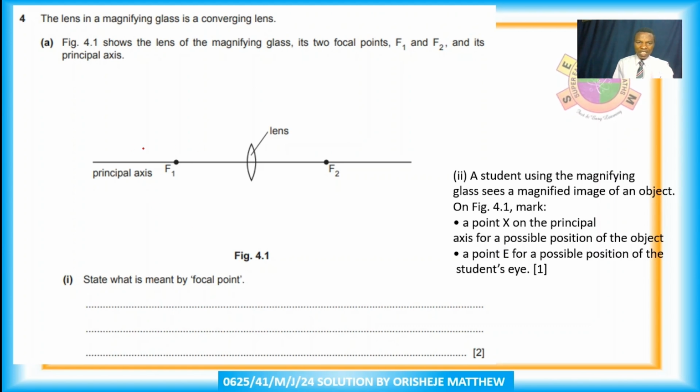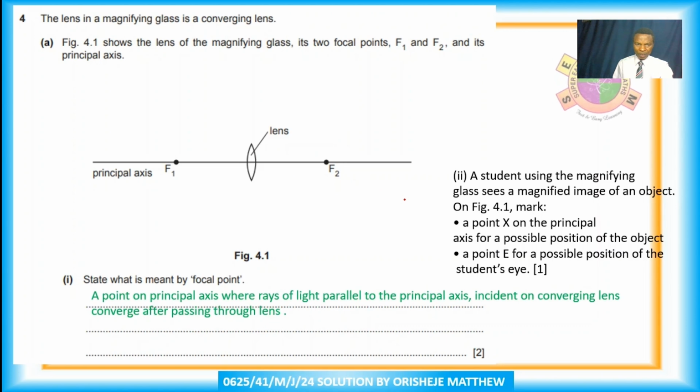Now if you have a ray of light parallel to the principal axis, once it strikes the lens, it is refracted and then passes through the focus. So that is a point on the principal axis where rays of light parallel to the principal axis, incident on the converging lens, converge after passing through the lens.